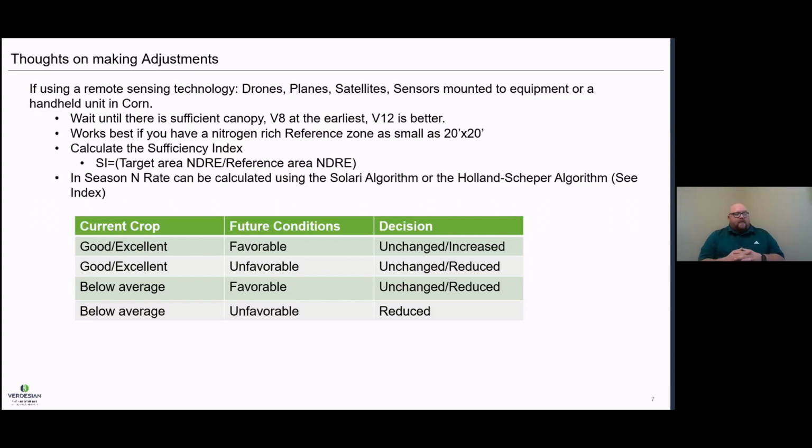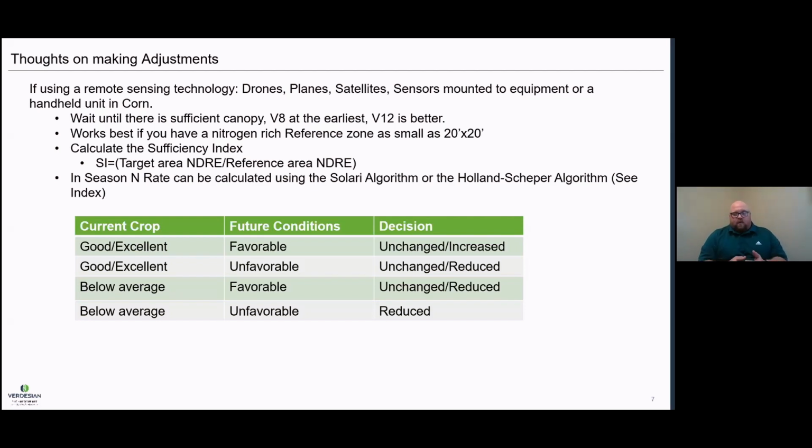Outside of that, the things I use: whenever I'm standing there, if my gut feeling or my personal experience tells me I'm standing in a good to excellent corn crop for the field that I'm in, and my future conditions are favorable, then depending on how aggressive I want to be, I'm not going to change my nitrogen rate at all.